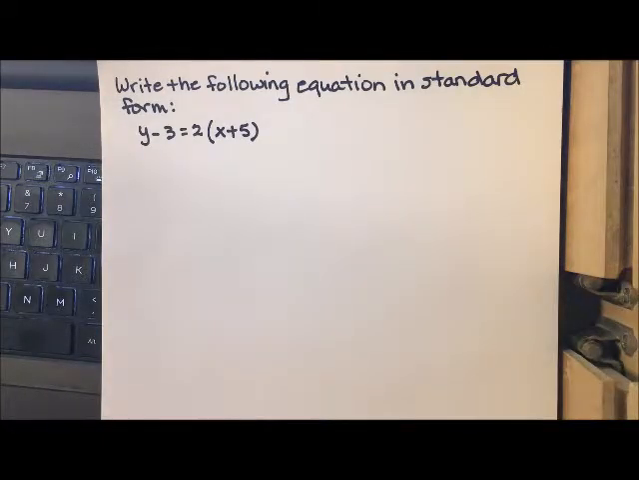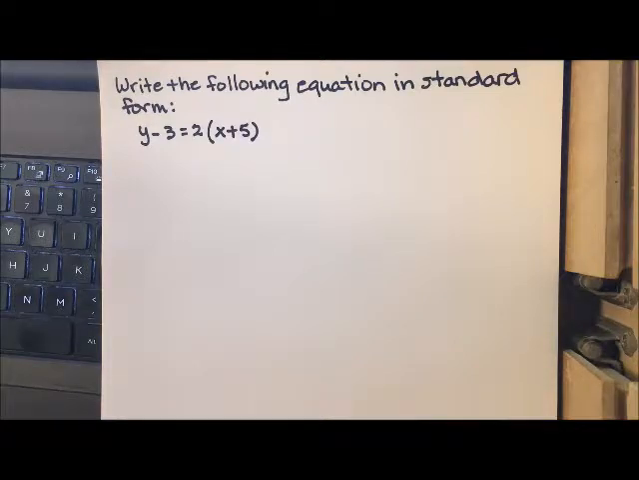This lesson will demonstrate writing equations from point-slope form to standard form. So given this problem, write the following equation in standard form. y minus 3 equals 2 times the quantity x plus 5. We know from previous lessons that this equation is in point-slope form.